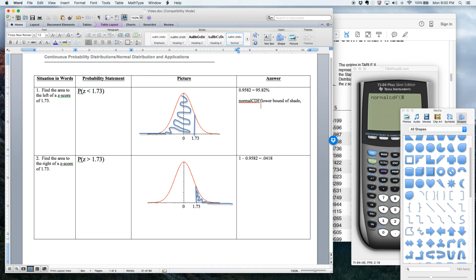So I'm going to keep this in line. Then a comma. And then it just needs the mean and the standard deviation in that order. So mean, comma, standard deviation. And then you close the parentheses. That is 4 inputs. The lower bound of the shade, the upper bound of the shade, the mean, then the standard deviation. Now remember, for the standard normal distribution, the mean and standard deviation are 0 and 1 respectively. They're not always 0 and 1. They're just 0 and 1 when we're dealing with z-scores, which is what we're doing right now.